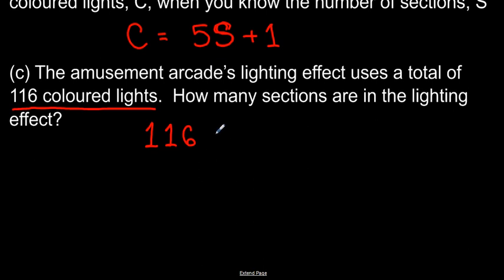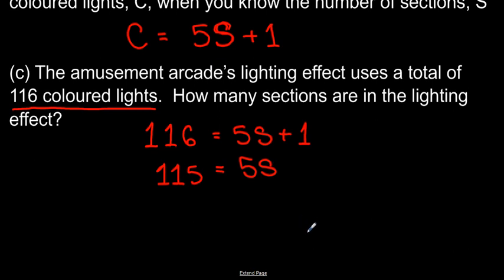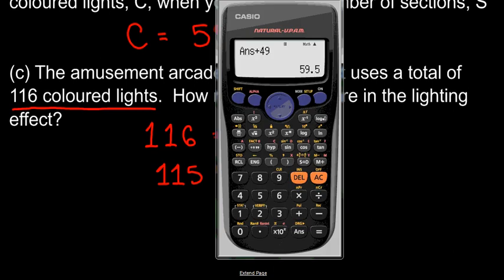Well, 116 is equal to 5S plus 1. And what I'm going to do is solve that equation and find out what S is. Again, I want to get rid of the stray number 1 here, and I want to be left with just 5S on my right hand side. So if I take 1 away here, I need to take 1 away here and leave me with 115. So 115 is equal to 5 lots of whatever S is. So S is going to be 115 divided by 5.